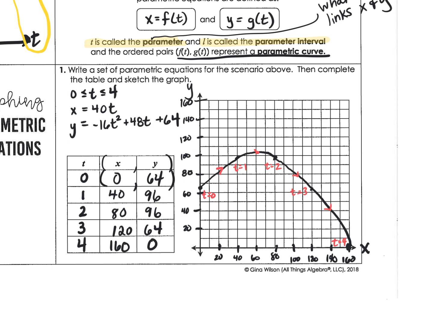Okay, how about you do this? If you're not seeing anything, it's because your window's too small. Hit window. T minimum should be what? What's our lowest T? 0. So I'm going to go to -1. T max is what? 4, right? Okay, so set your T min at 0. We're adjusting our windows so we can see it. T max is 4. Went by 1.